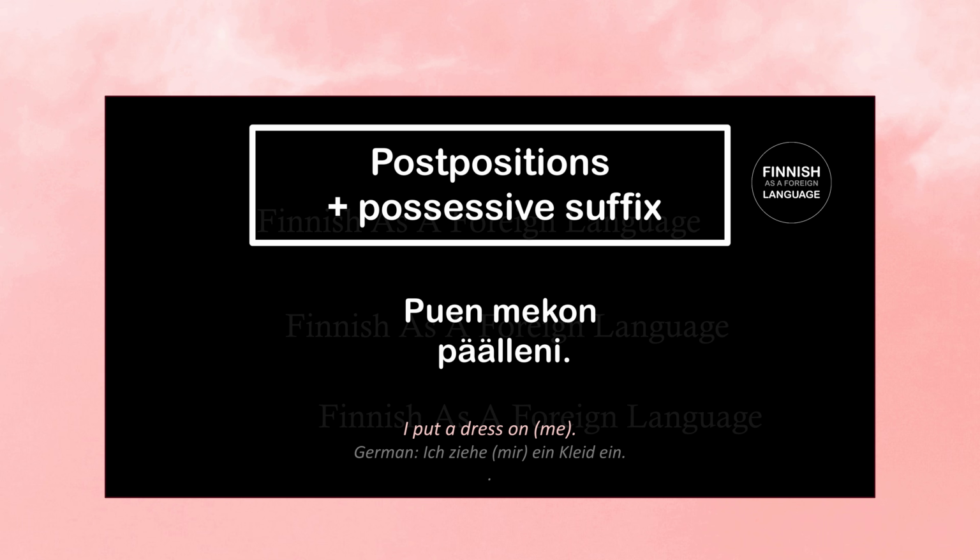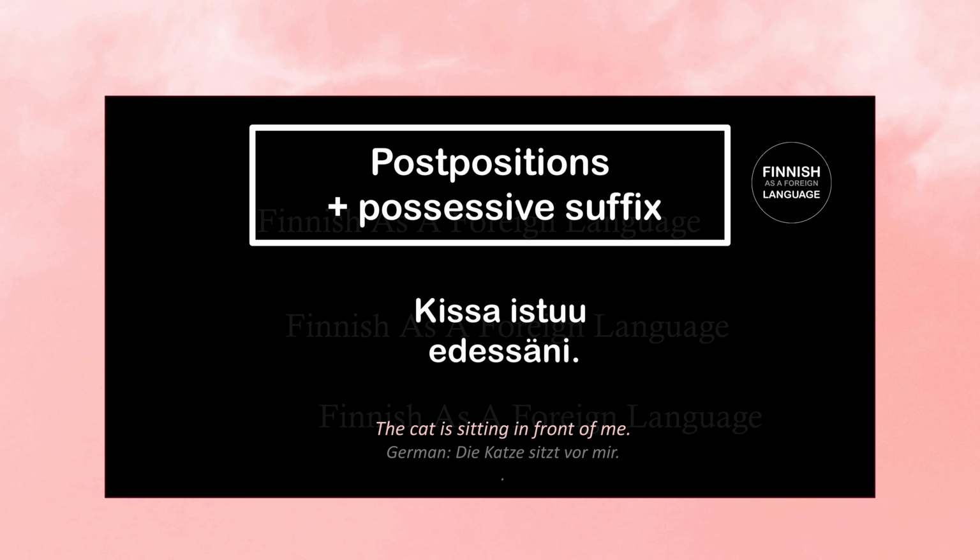Let's have one more. Kissa istuu edessäni means the cat is sitting in front of me. So kissa means cat. Istuu is the third person singular of the verb istua, which means to sit. And edessäni is a combination of the postposition edessä, which means in front of, and ni is our possessive suffix. So edessäni in English can be translated as in front of me. So let's repeat. Kissa istuu edessäni. The cat is sitting in front of me.